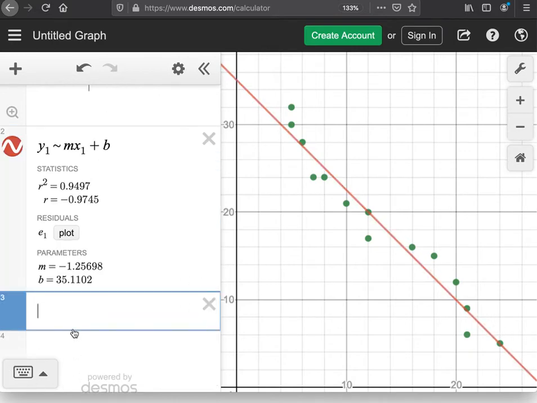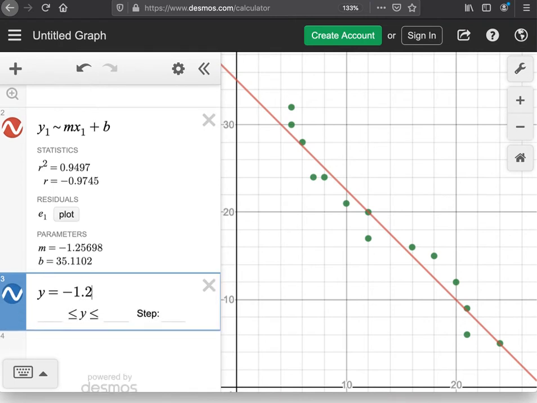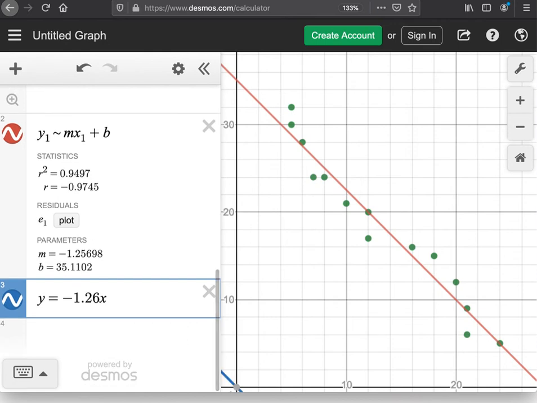Now if I wanted to write that out properly, I could say y equals negative 1.26 to the nearest hundredth x plus 35.1 would be my answer. So this is the line of best fit.